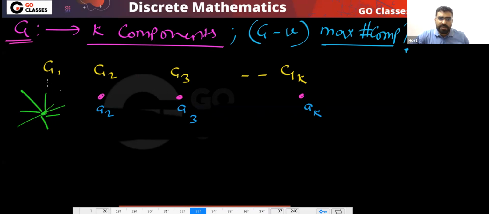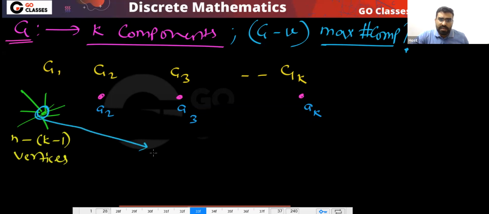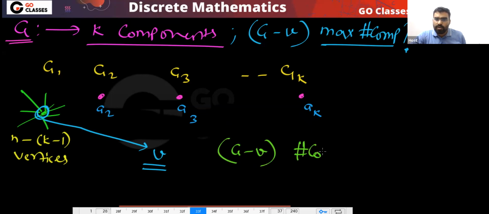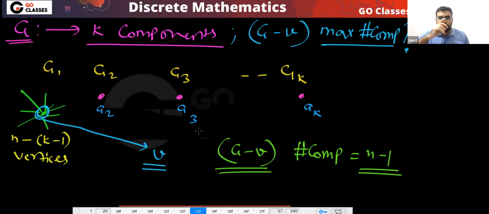In this star graph, how many vertices will there be in total? Total you have n minus (k minus 1) vertices. Now if I remove this vertex, if I take this vertex as V, then how many components will G minus V have? The number of components in G minus V will be n minus 1, because all the vertices will become isolated. Yes or no? So maximum this many components you can have.